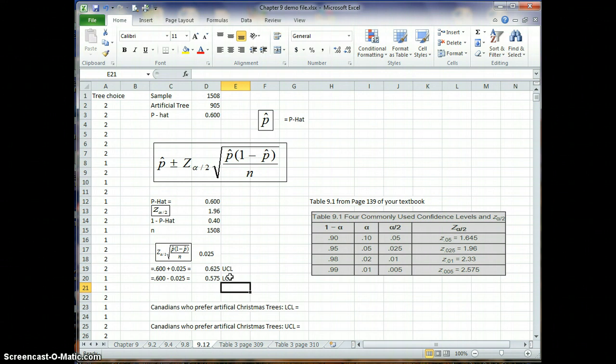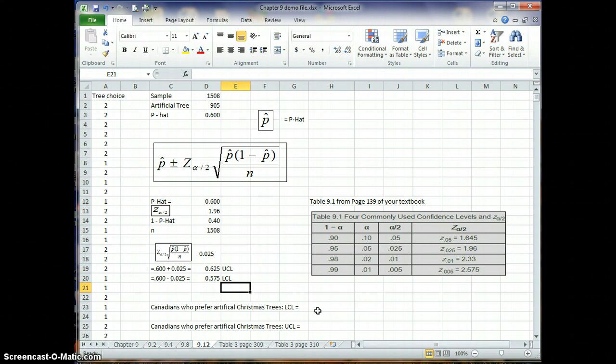we're supposed to estimate with 95% confidence the proportion of people, we'll say, never mind. If it's 6 million Canadian households that buy Christmas trees, estimate with 95% confidence the total number of Canadian households that would prefer artificial trees.